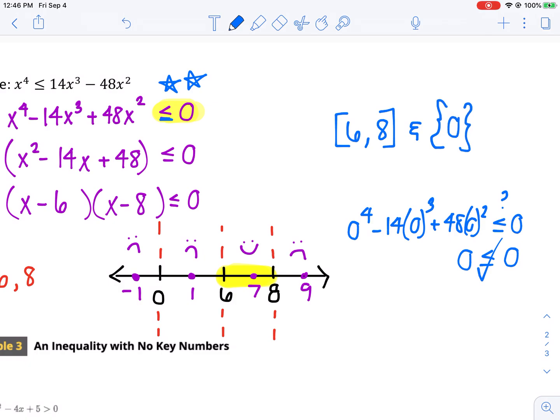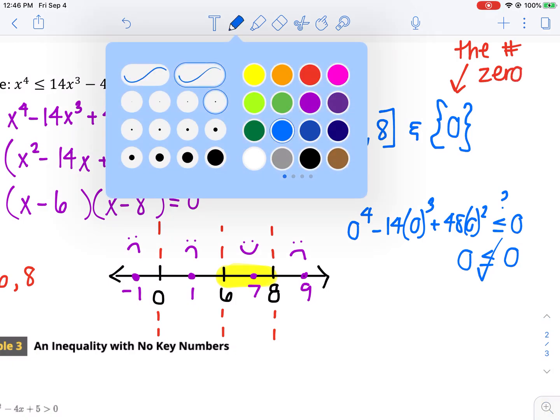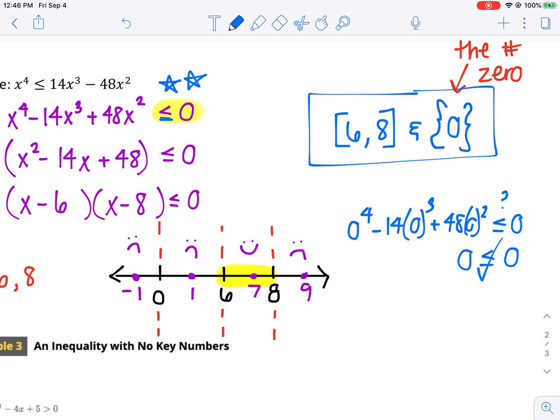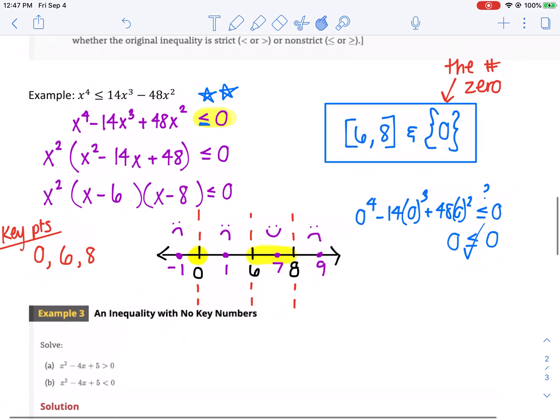This right here means the number 0. So the solution is the little range between 6 and 8, including those points, as well as this value of 0. Okay. You only do that again because it was a less than or equal to or greater than or equal to. You need to test for the point 0.